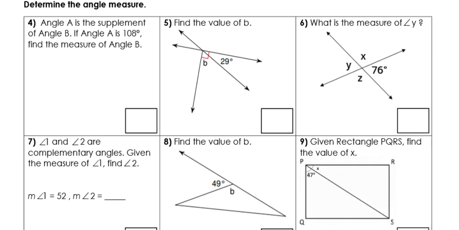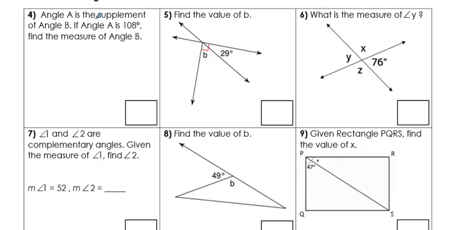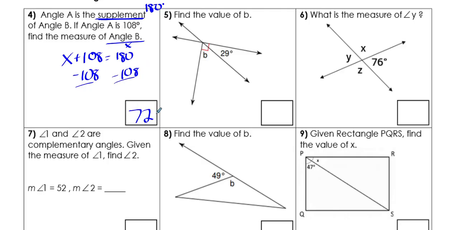Angle A and angle B are supplementary. Angle A is the supplement of angle B, so that means they're going to add up to 180. If angle A is 108, what's the measure of angle B? So I know that x plus 108 adds up to 180. I can subtract 108 from both sides and find out that x is 72 degrees.